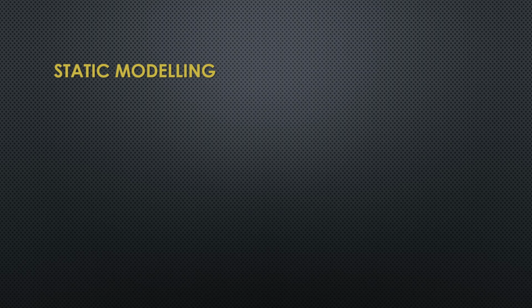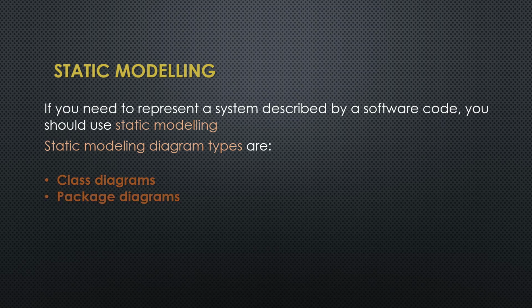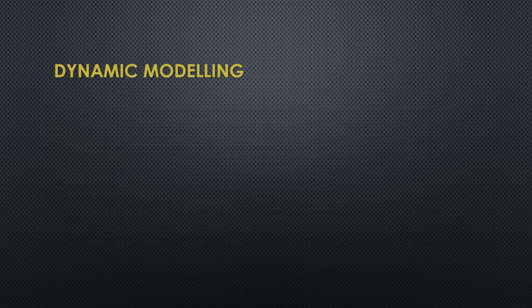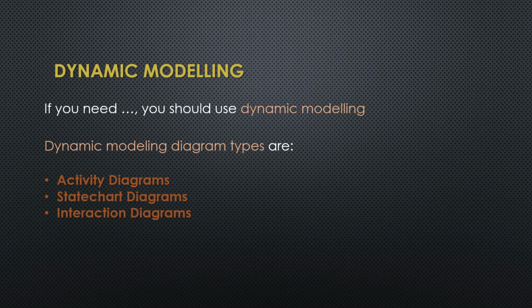Let's see the static modeling. If you need to represent a system described by software code, you should use static modeling. Static modeling diagram types are class diagrams, package diagrams, component diagrams, composite structure diagrams, deployment diagrams. Let's see dynamic modeling. If you need to represent the behavior of a system, you should use dynamic modeling. Dynamic modeling diagram types are activity diagrams, state chart diagrams, interaction diagrams.